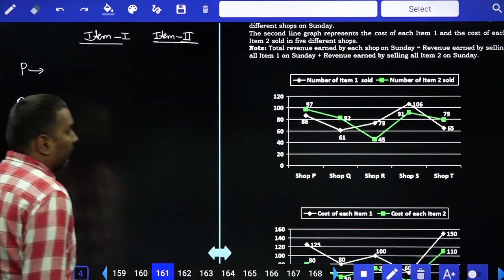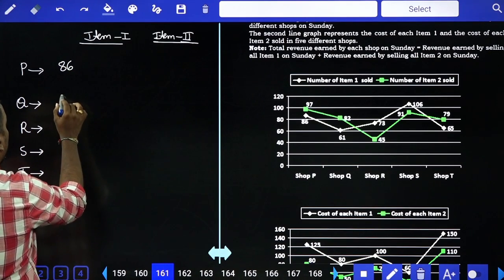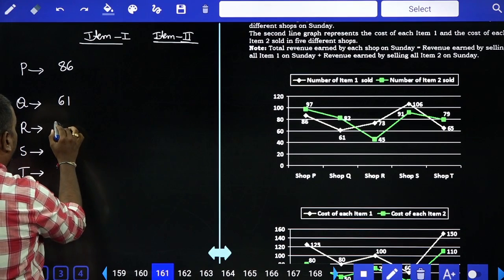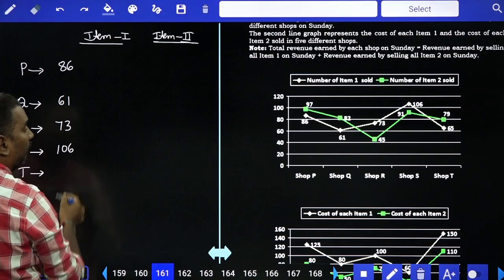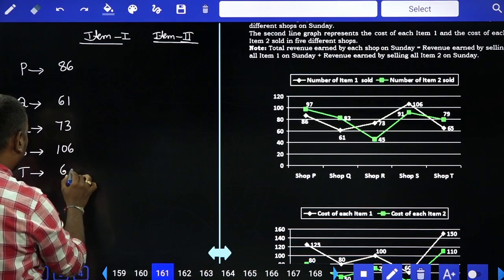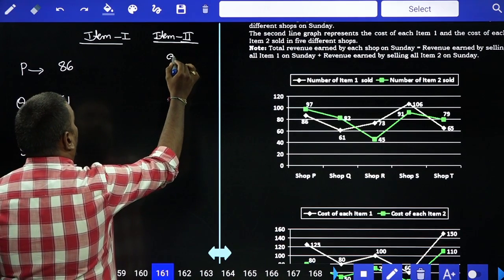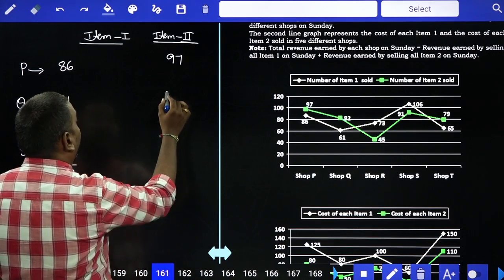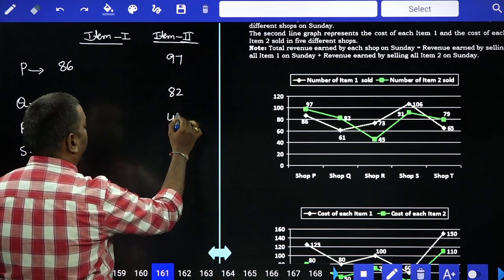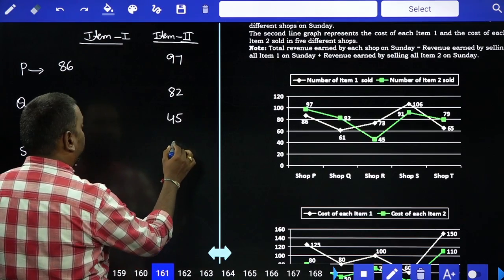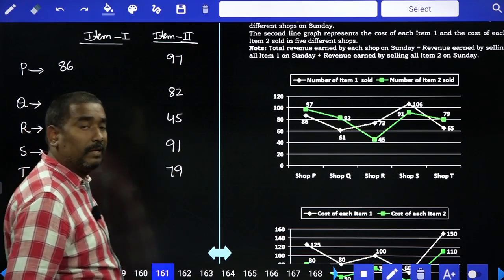Item 1 means white color and diamond symbol. Shop P 86, then 61 and 73 and 106 and then 65. Item 2: 97, 82, next is 45, 91 and then 79. These are the number of items sold by different shops.